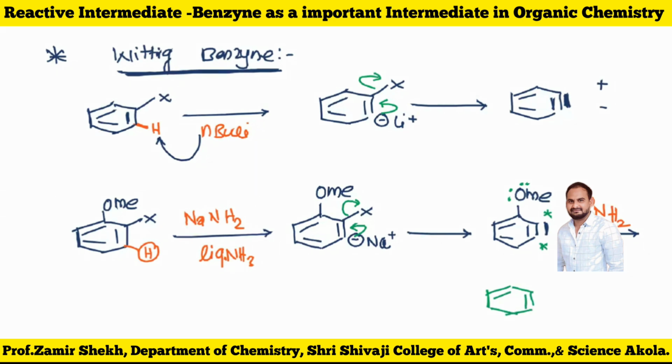So here this is OMe, this is my NH2, and here is the negative charge. Further I will just protonate this molecule and I will get the product. This is NH2 and this is OMe. Okay, so that means you can prepare the meta substituted product by using that benzyne.